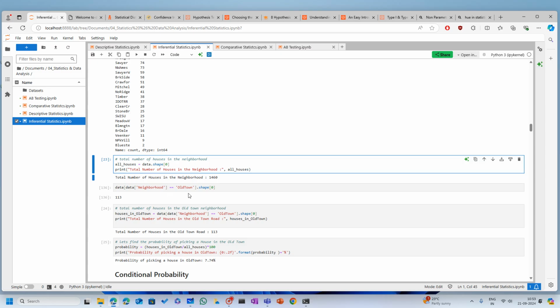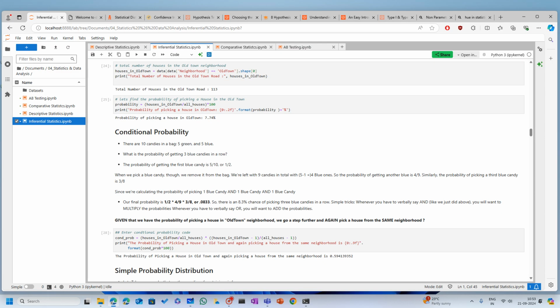Okay, how to fetch the values. Yes, now we are also talking about conditional probability.